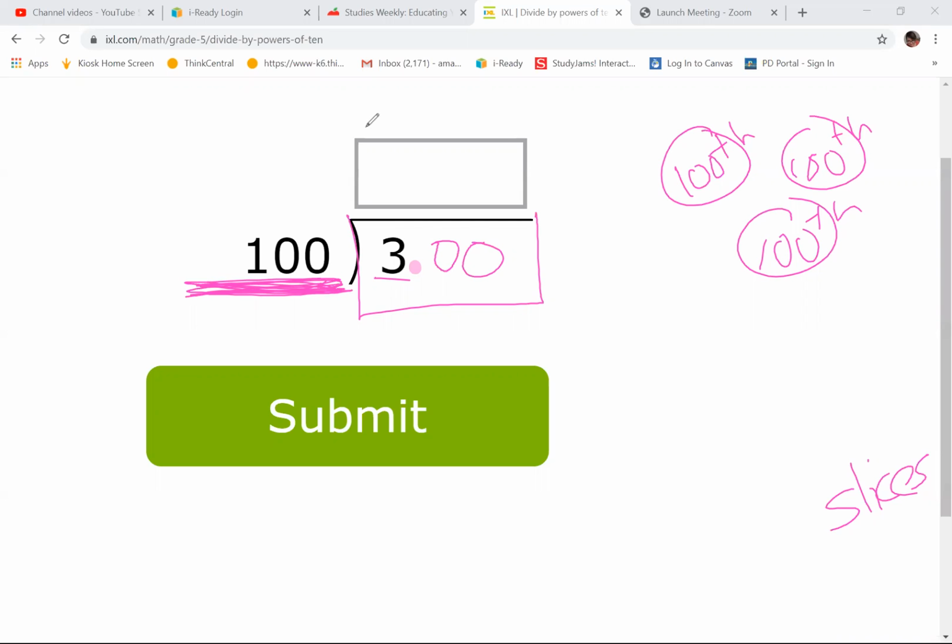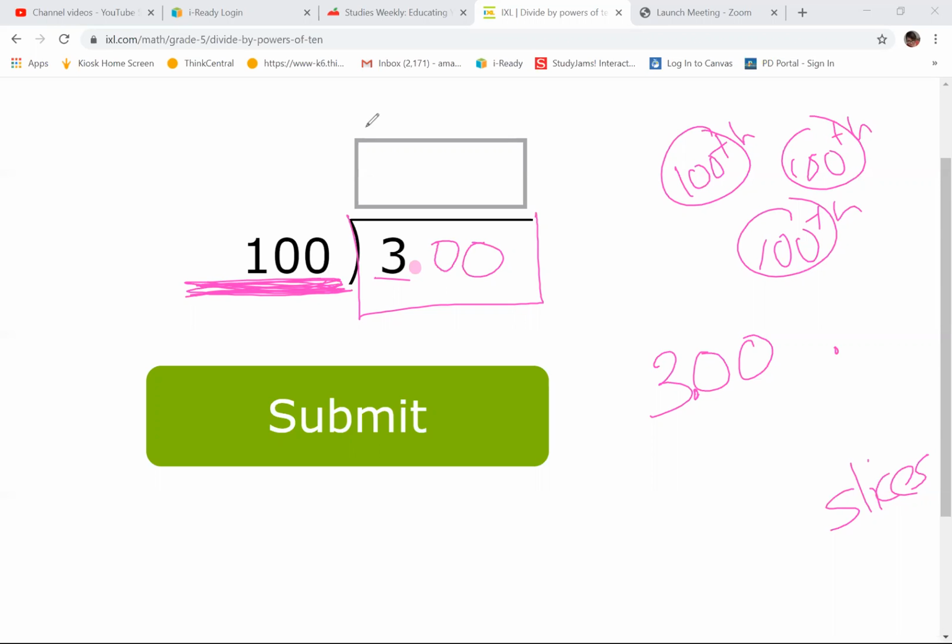I have 100th, 200th, I have 300 slices now. I have 300 slices, but I still only have 3 pizzas. That's why my decimal is still right there. I still only have 3 pizzas, but now they're cut into hundredths. So every pizza is cut into tiny little pieces, tiny, like that big.